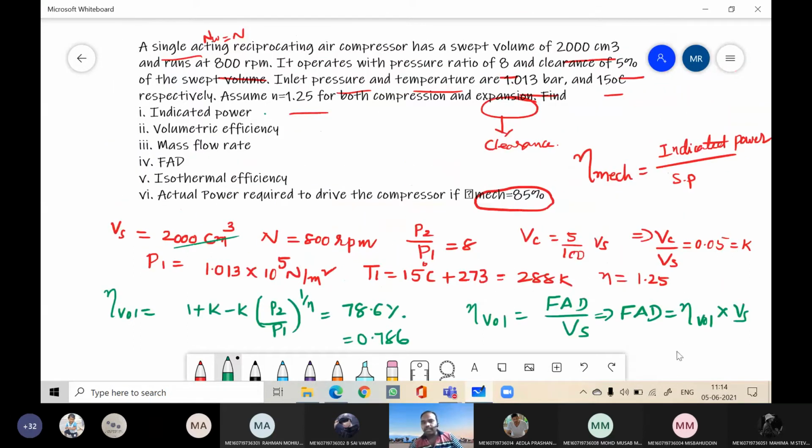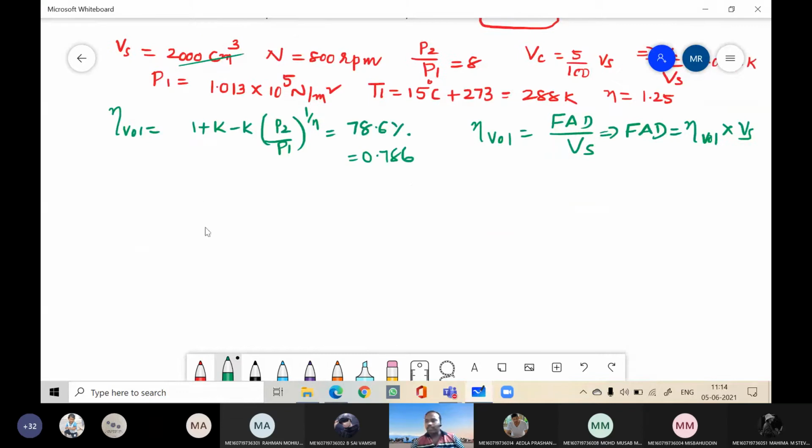So how to calculate indicated power? Tell me the formula. Indicated power is nothing but, first we will calculate indicated work. Indicated work is the polytropic work, n by n minus 1 P1 V1 into (P2 by P1) whole power (n minus 1) by n, minus 1. Here the problem is P1 is there, but V1 is not there. Actually, this Vs is the centimeter cube per revolution. Always swept volume is per revolution, so we can solve this problem.